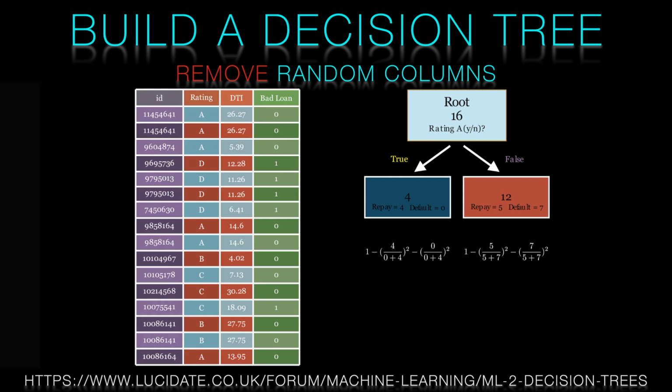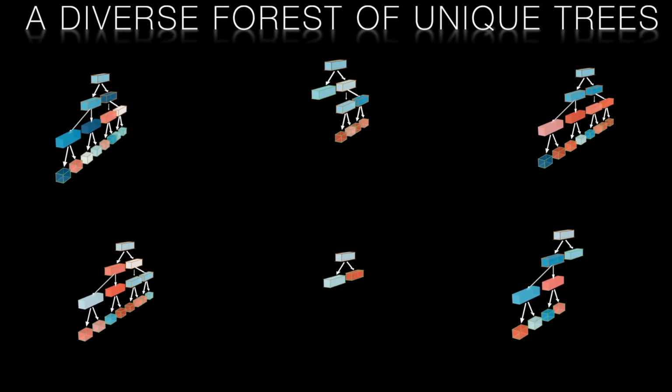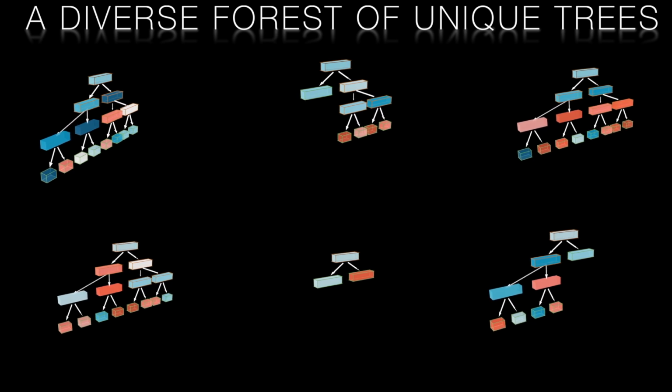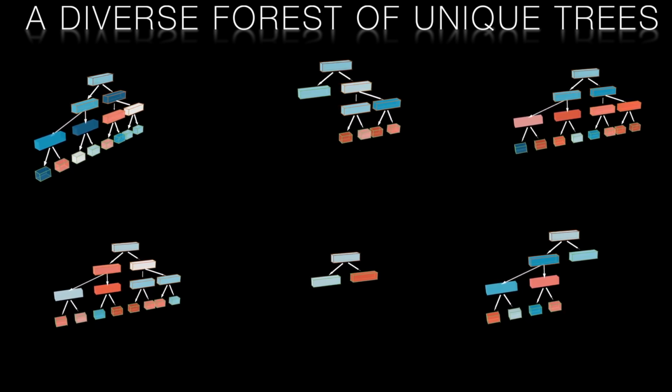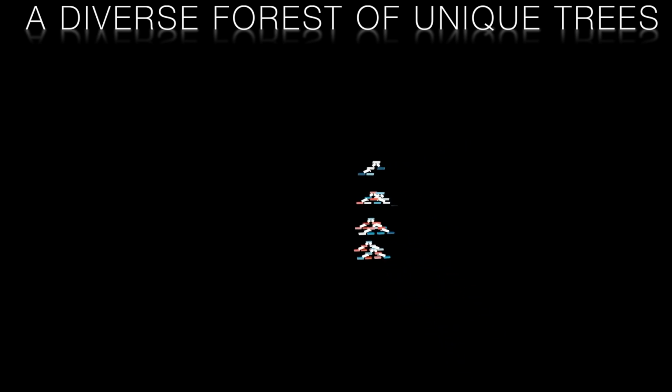Again, if you're unfamiliar with splits, Gini impurity, and how to build a decision tree, then Lucidate has an explainer video on the topic. Please see the link in the description. So this will result in a diverse set of trees, all trained on their own bespoke dataset. We then get these diverse set of trees to vote.